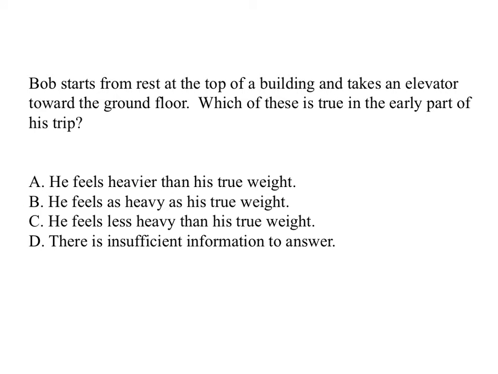Bob starts from rest at the top of a building and takes an elevator towards the ground floor. Which of these is true in the early part of his trip? All right, here we have that he starts at rest and then heads downward. So at least at the start, his velocity is at rest and then getting more downward, at least in the early part. And this is a thing which is accelerating downward. Since the acceleration is downward, the true weight is more than the apparent weight. The apparent weight is less if you accelerate downward. So we end up that he feels less heavy than his true weight.